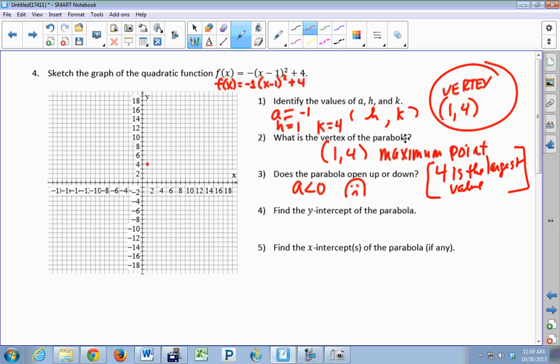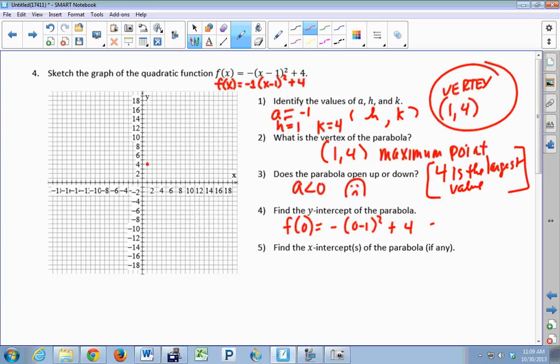We've got a couple of other key points to draw. So let's find the y-intercept. You find the y-intercept just like you find any y-intercept. You let x equal 0. So if you let x equal 0, let's see what happens here.